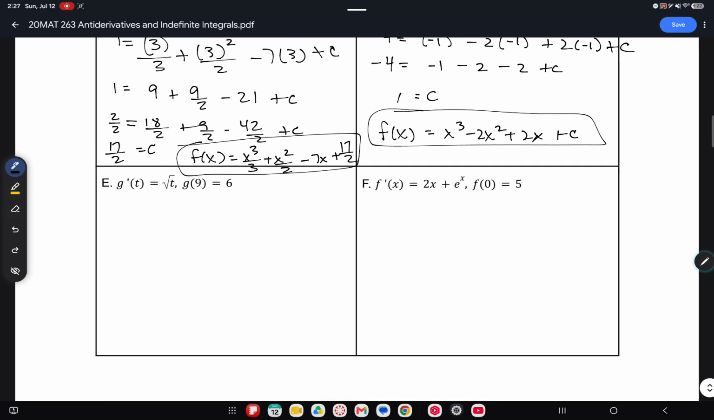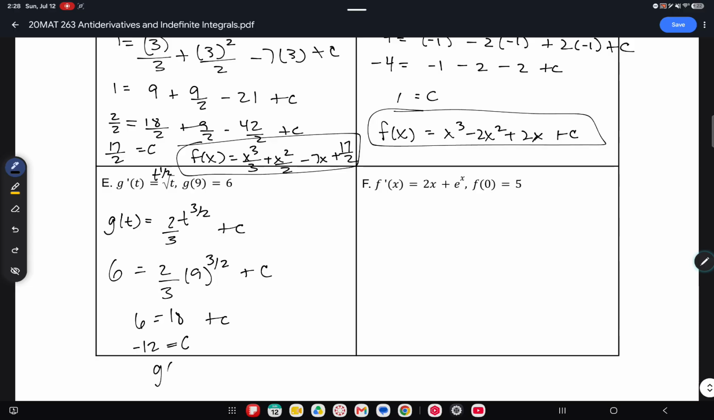Okay, 2 more here. I might rewrite that as t to the 1/2. So if I do the integral, I get t to the 3/2, then times 2/3 plus c. And then let's do some more math here. All right, so square root of 9 is 3. 3 cubed is 27. 27 divided by 3 is 9. 9 times 2 is 18. And that makes c negative 12. So g of t is 2/3 t to the 3/2 minus 12.